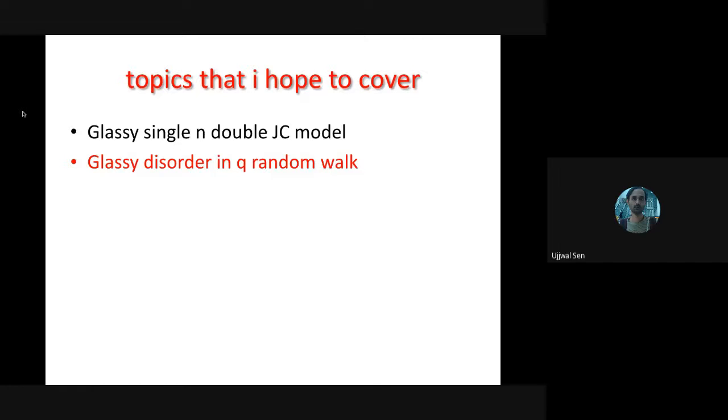Maybe many of you know what a Jaynes-Cummings model is. I will tell you the definition in the coming slides. And the other topic that I hope to cover is the glassy disorder in something called a quantum random walk. I will define all these terms as I go into the talk. So we begin with the first topic. It's a glassy single and double Jaynes-Cummings model.